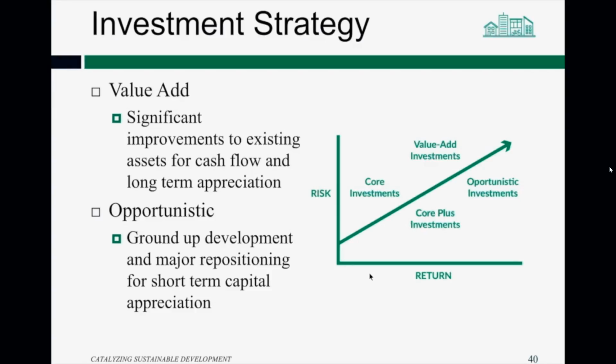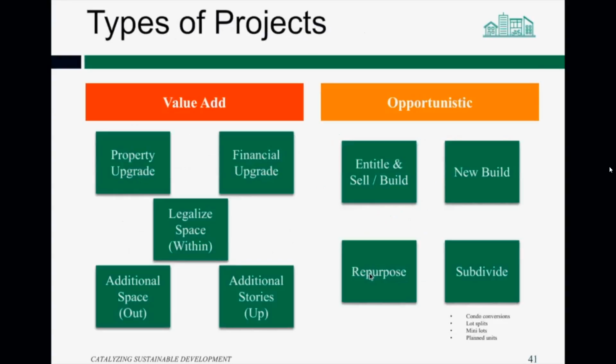So opportunistic would be something ground up or a major repositioning for short-term capital appreciation. Essentially, that means you're going to pursue something in the short term, probably invest a significant amount of money to create a new transformative valuation for that project that you've approved. So if it's a ground-up development of a single family, that can be considered opportunistic because you're taking it from, say, a raw piece of land to now a built building. Or you can do something with an old warehouse and convert it into residential loft units. Those sorts of major repositionings would definitely fall under the opportunistic category.